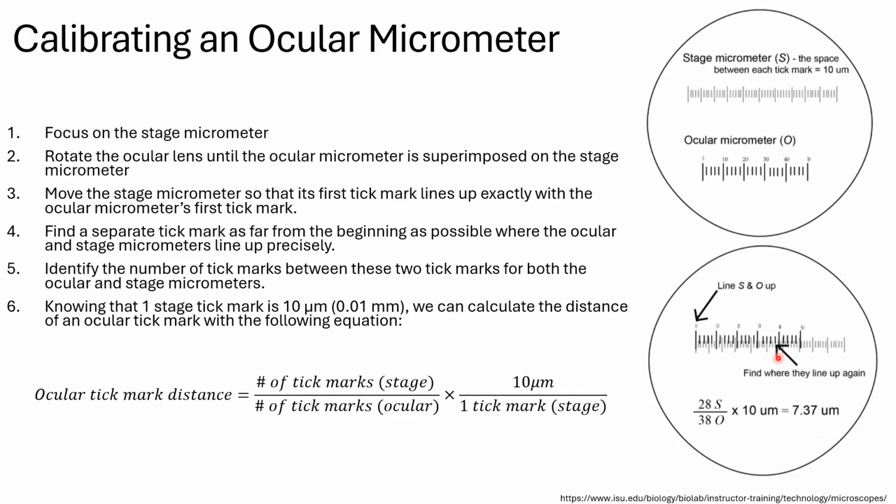Then you identify the number of tick marks between the first tick mark and their overlapping tick marks. And you can use this simple equation to identify the distance in one of the tick marks in your ocular micrometer. And from there, whenever at that objective lens, you can use this known tick mark distance to take measurements.